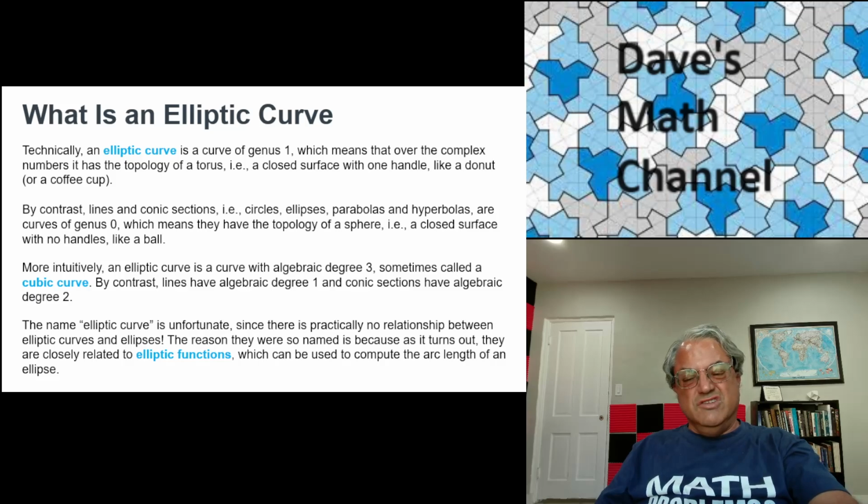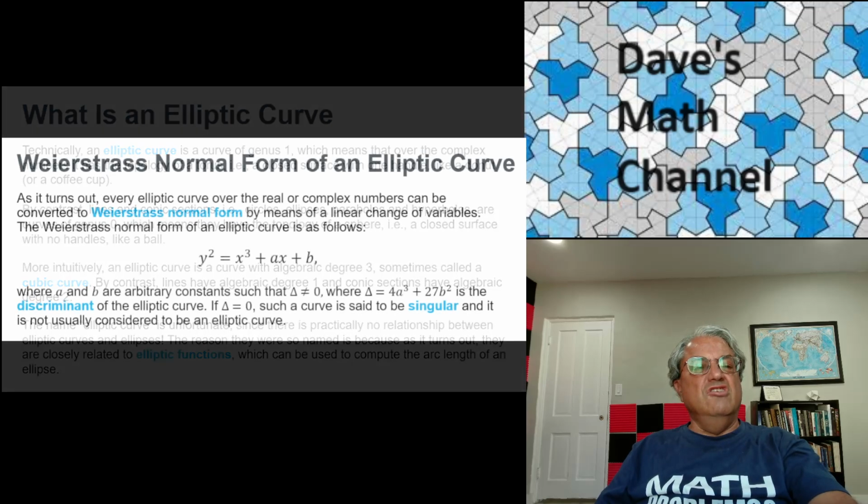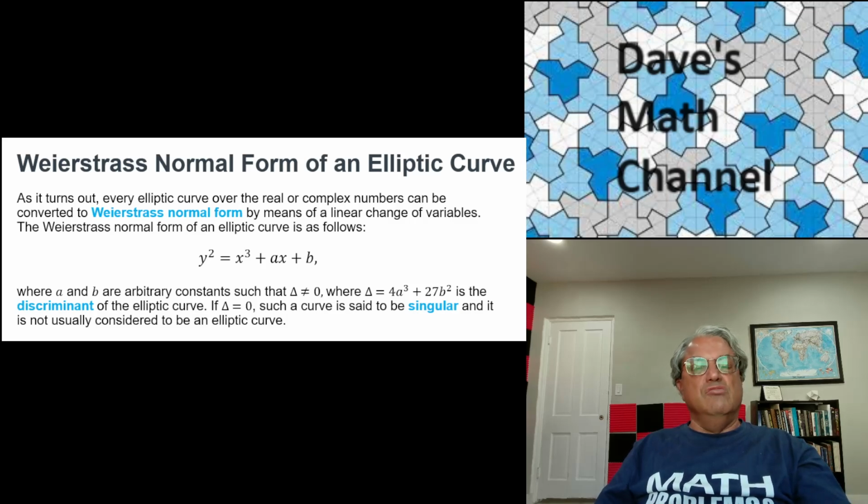But just remember, they're basically cubic curves. And there's an important form of elliptic curves. You don't have to write it as an arbitrary cubic. It turns out as long as it's an elliptic curve over the real numbers or the complex numbers, you can always write it in what's called Weierstrass normal form. And that's a much simpler form.